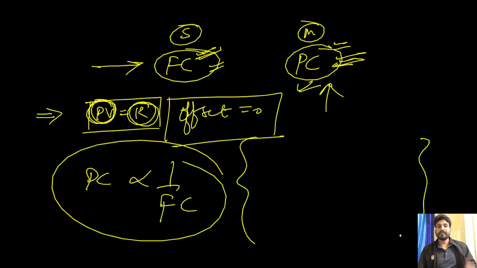Like if temperature is increasing, then the cooling water flow will be high. For that, my pressure signal must be low, because the relation is basically inverse. So PC must be kept at a lower value and FC must be kept at a higher value.